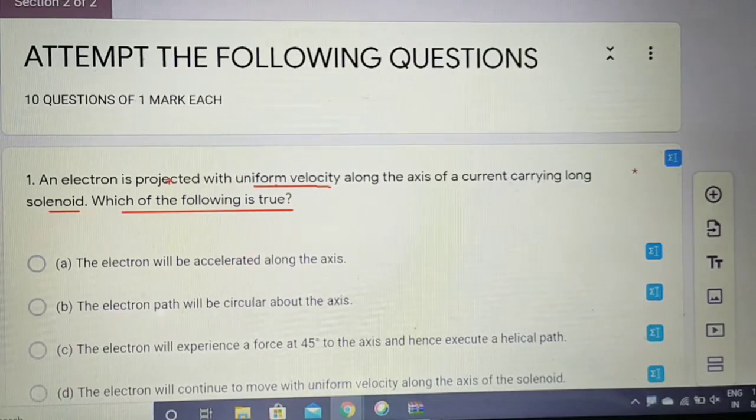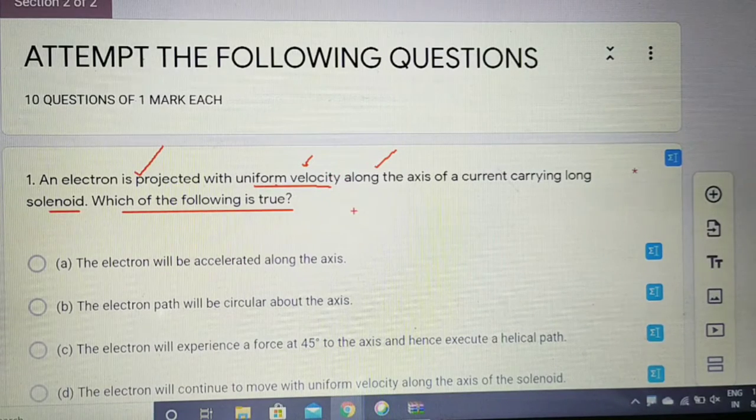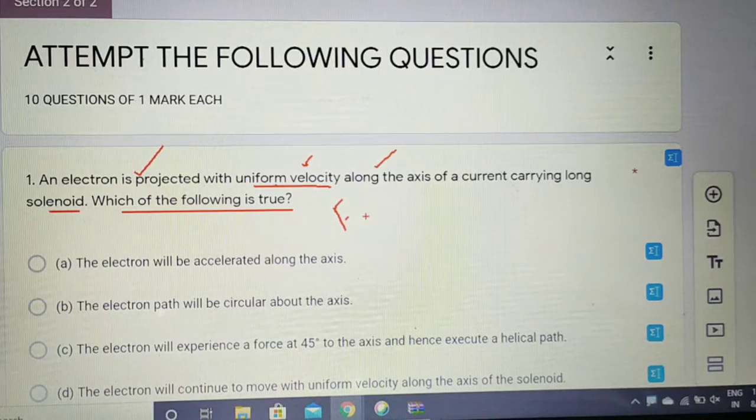As we can see, the motion of the electron is involved, magnetic field is involved, and velocity is involved. So we already know which force correlates all three factors. That force is the Lorentz force, that is, force is equal to BQV sine theta.